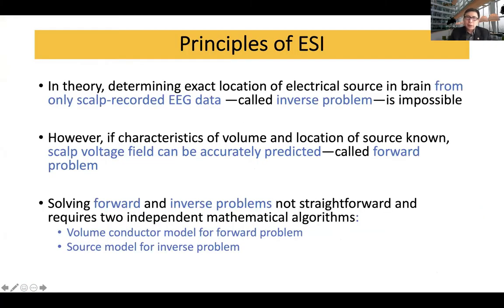Let's look at the principle of ESI. In theory, determining the exact location of an electrical source in the brain from only skull-recorded EEG data, called the inverse problem, is impossible. However, if the characteristics of the volume and location of the source are known, the skull voltage field can be accurately predicted; we call this the forward problem. Solving the forward and inverse problems is not straightforward and requires two independent mathematical algorithms: a volume conductor model for the forward problem and a source model for the inverse problem to identify the EEG source imaging.